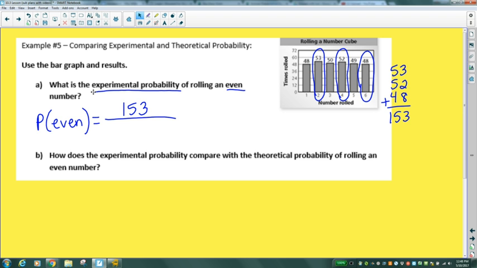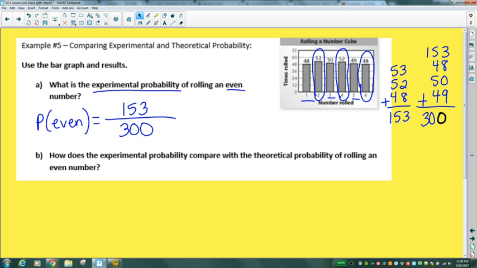And now I need the total number of times that I rolled the dice. And I know I rolled it 153 times to get 2, 4, and 6, but I need to now add in the number of times I rolled a 1, a 3, and a 5 as well to find out how many rolls I rolled. So I'm going to take 153, which is the times I rolled the 2, the 4, and the 6, and I'm going to add 48, 50, and 49, which are the times that I rolled the 1, the 3, and the 5. And when I add those numbers up, I get 300, which means I rolled the dice 300 times, so my denominator is going to be 300.